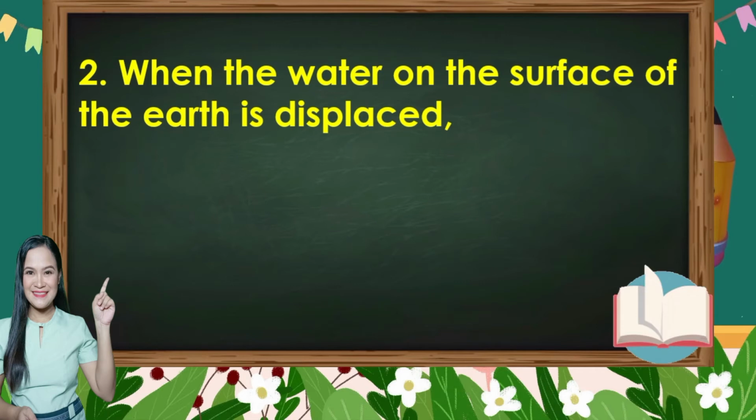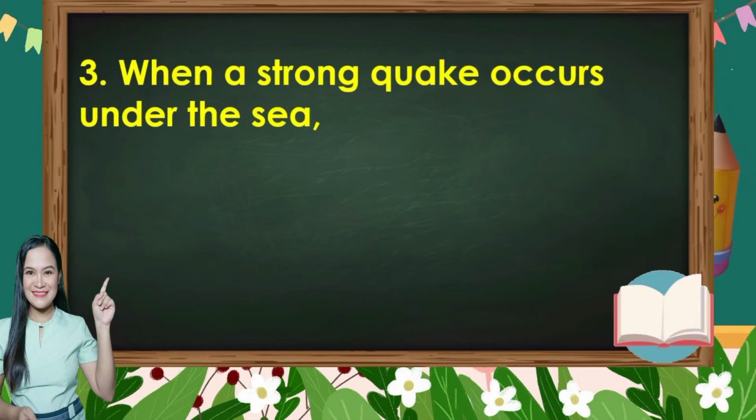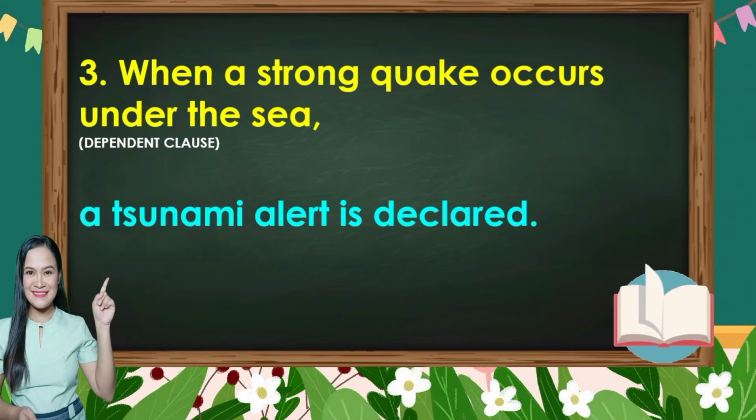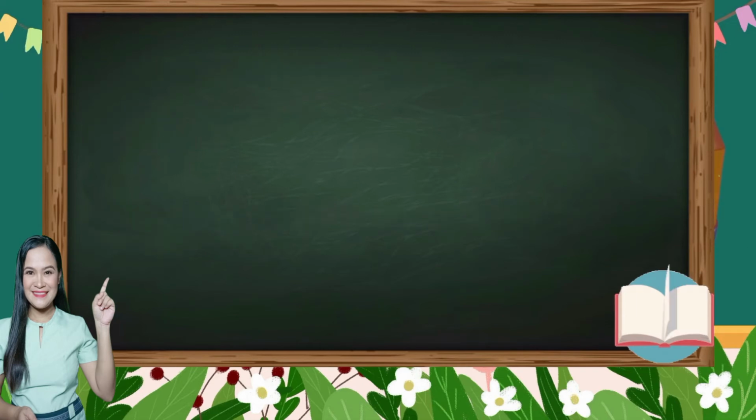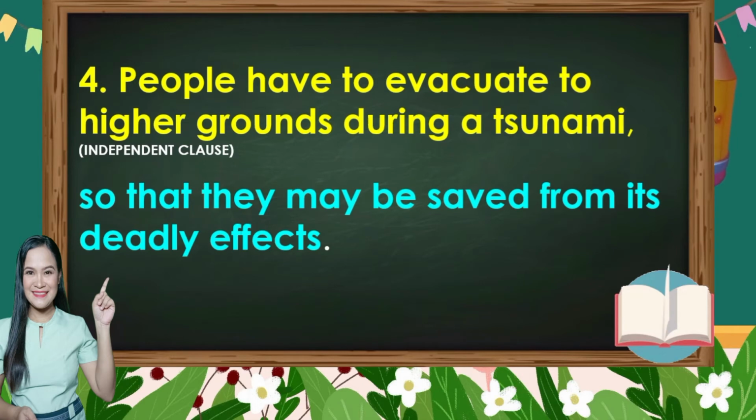Sentence number 2. When the water on the surface of the Earth is displaced is a dependent clause. A wave is created. Independent clause. Number 3. When a strong quake occurs under the sea, dependent clause. A tsunami alert is declared. Independent clause. Number 4. People have to evacuate to higher grounds during a tsunami. Independent clause. So that they may be saved from its deadly effects. Dependent clause.